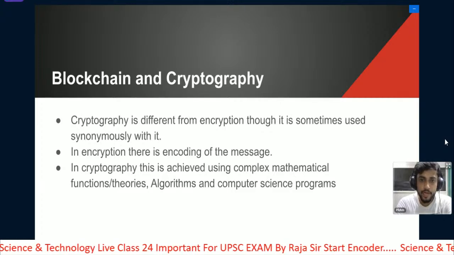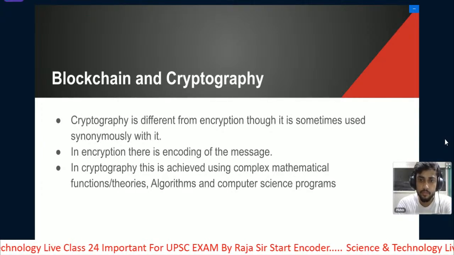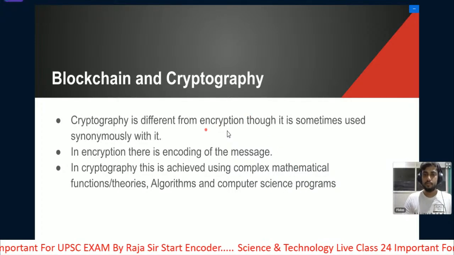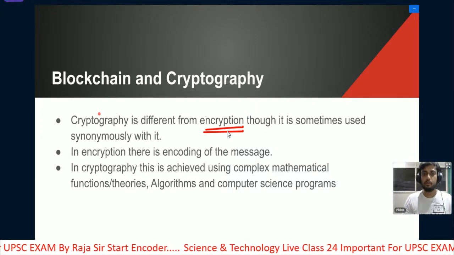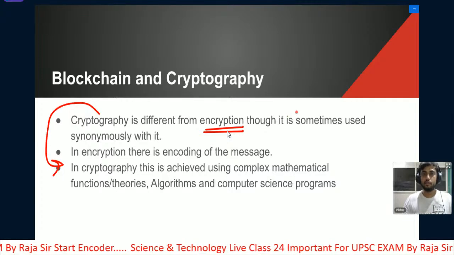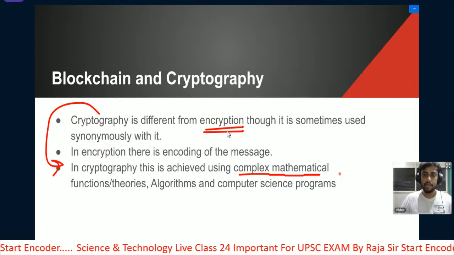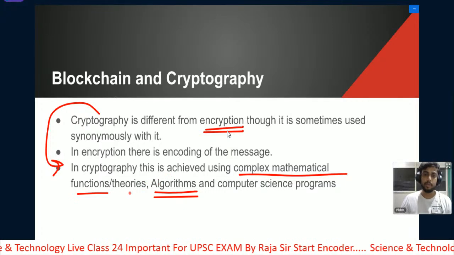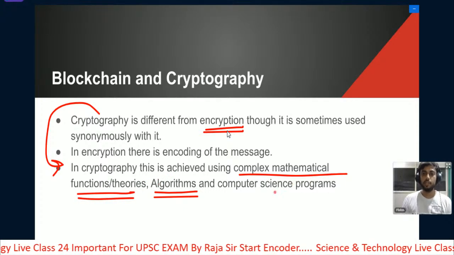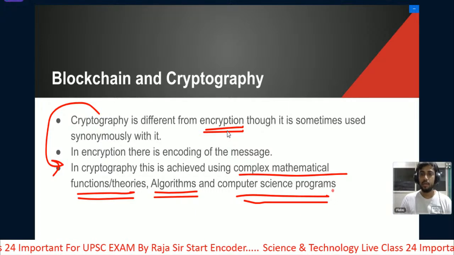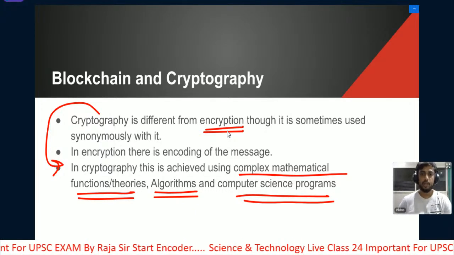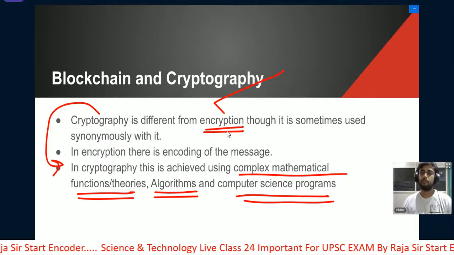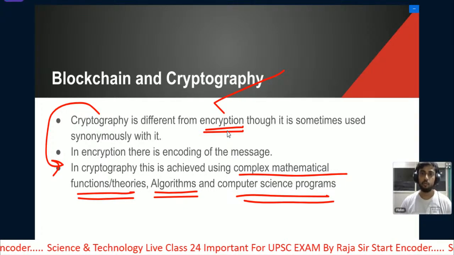Now I also told you that cryptography is different from encryption. Encryption was simply the encoding of your message. But cryptography is a broader term, and in cryptography, complex mathematical functions and computer algorithms are involved. Complex mathematical functions, theories, algorithms, and computer science programs are used in cryptography, but simple encryption is used for simple coding and decoding using some kind of mathematical formulas.